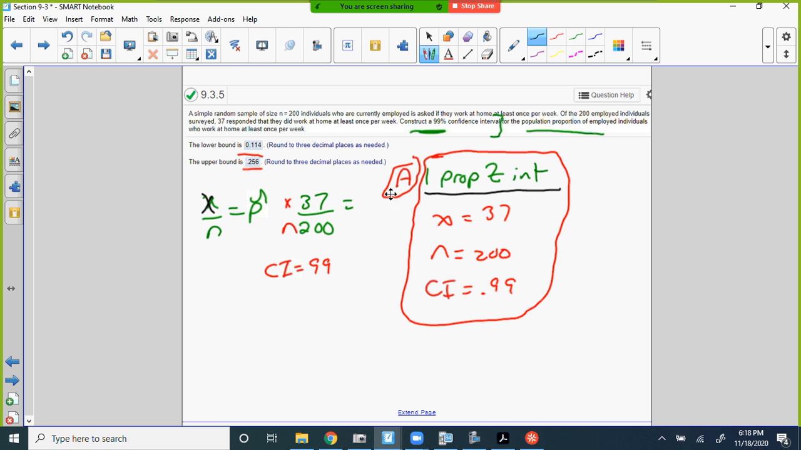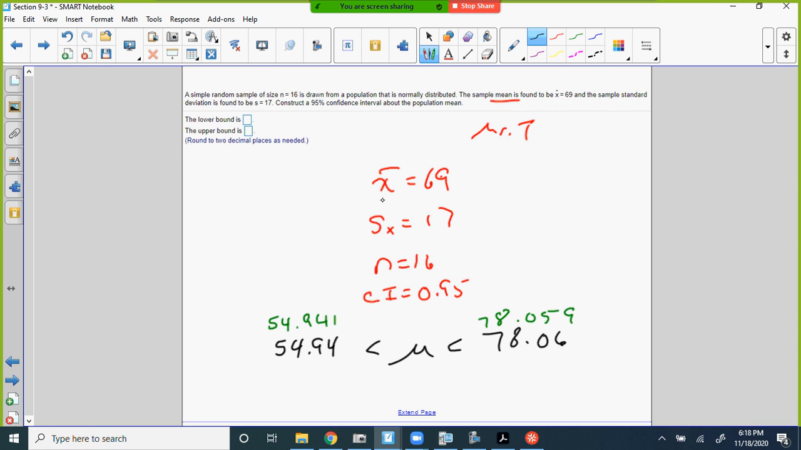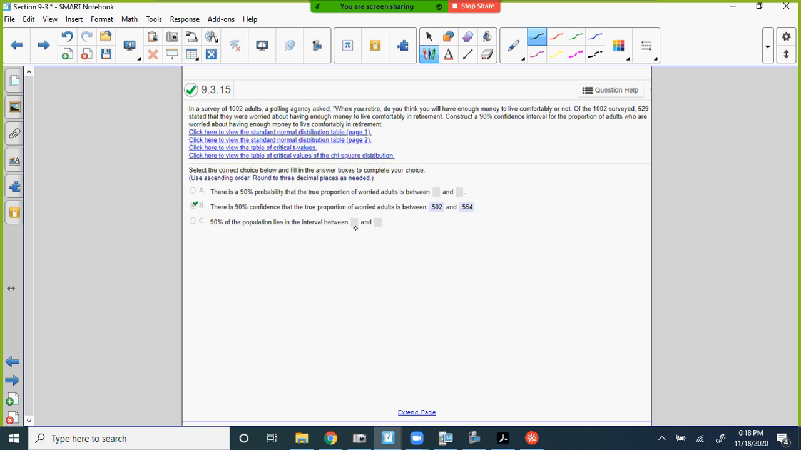Selection number A. Okay. This one, look at what all they gave you. They gave you the what? There's the key word: mean. Look at it. They also gave you a sample standard deviation, right? If they give you a sample standard deviation, you're going to do a T test. Okay. Now, look at this one.